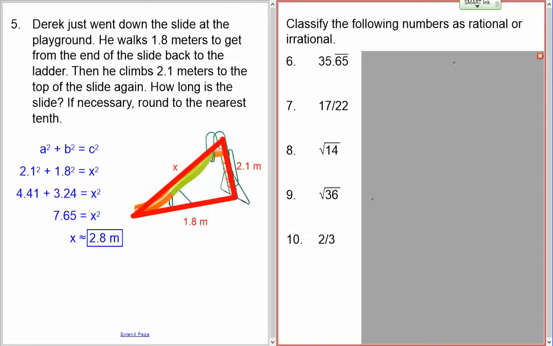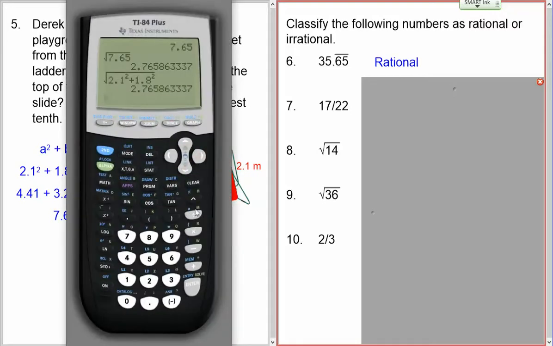Rational and irrational numbers. Classify the following numbers as rational or irrational. Well, that is a repeating decimal, 35.65 repeating. All repeating decimals are rational, because I can write that as a fraction. Specifically, that fraction would be 35 and 65/99. See? There it is, 0.65 repeating.